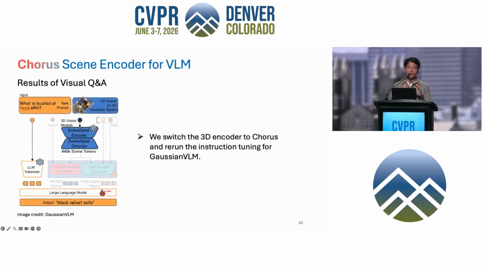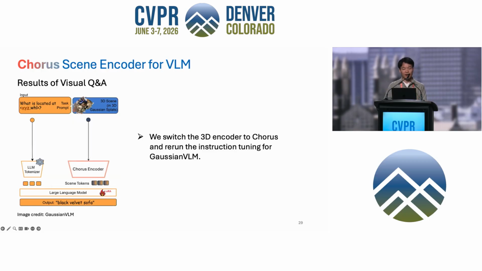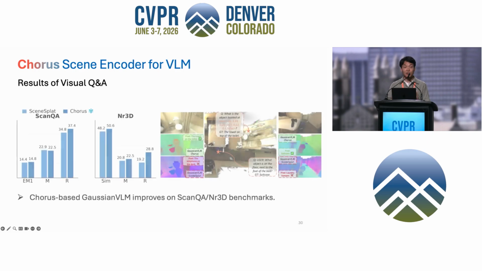Come to the application of the Course encoder. We plug Course into Gaussian VLM, replacing its previous 3D encoder with Course, and rerun the same instruction tuning. Because Course provides more compact scene tokens, the VLM becomes much simpler. It uses fewer tokens, trains nearly twice faster, and the VQA performance improves overall.